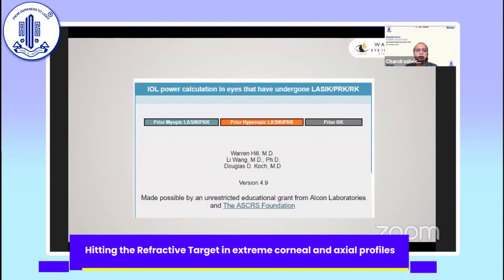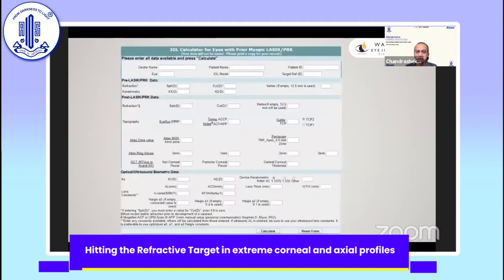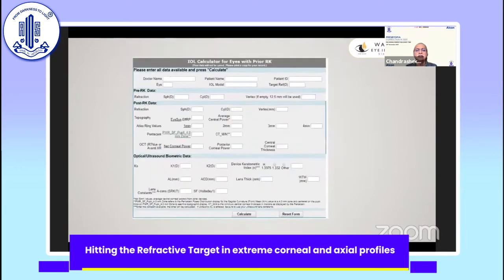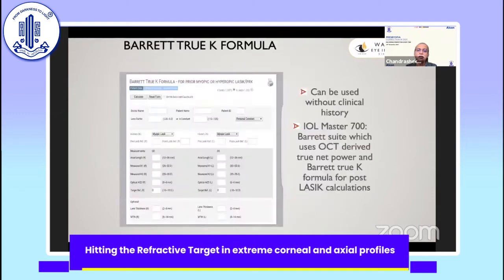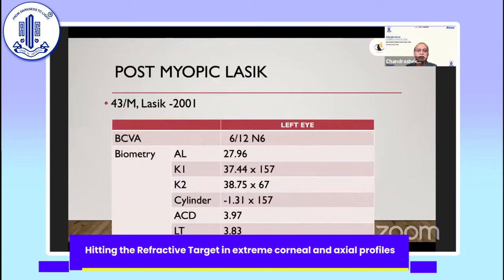On ASCRS, you choose which procedure has been done before. And this is the form. It is very important to read the instructions at the bottom and fill in as many details as possible. Form for RK, Barrett True-K, I need not explain. We have gone through all this many times and they all work very well.